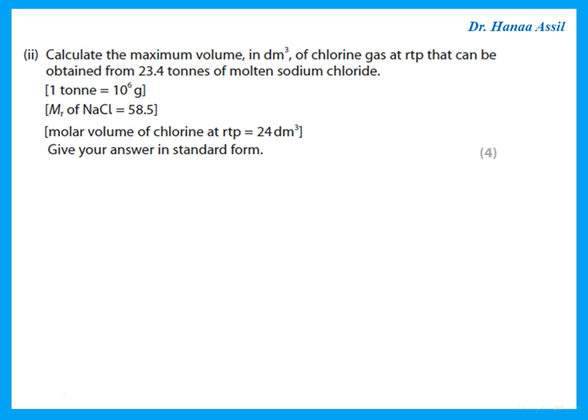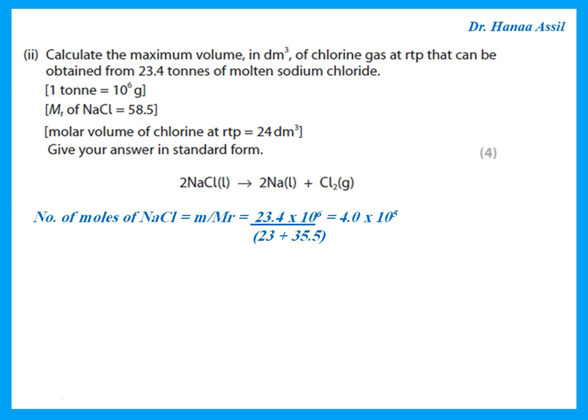Calculate the maximum volume in decimeter cubed of chlorine gas that can be obtained from 23.4 tons of molten sodium chloride. So this is the equation. We're starting with sodium chloride and we're trying to collect chlorine gas. Now we're starting with 23.4 tons. Remember that the equations for number of moles all need grams, not tons. So when we try to calculate number of moles of sodium chloride, mass over molecular mass, I need to change the 23.4 tons to grams.